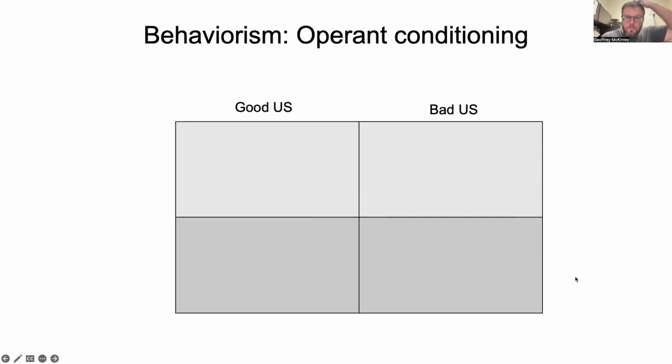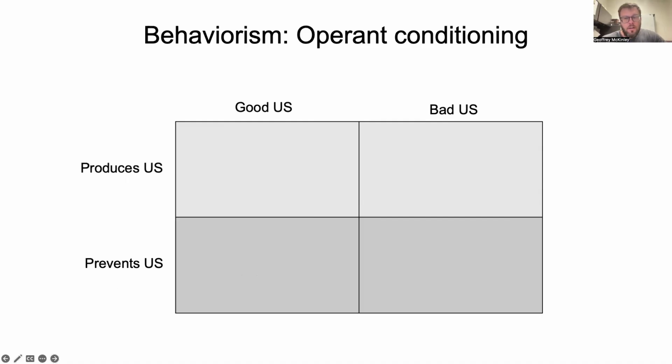So here's a two by two table that helps organize the different kinds of operant conditioning as well as the names associated with them. The first thing you should ask yourself is whether the unconditioned stimulus is a good unconditioned stimulus or a bad unconditioned stimulus. What I mean is, is it something that you like, something that creates some amount of pleasure? Or is it something that's painful or uncomfortable in some way?